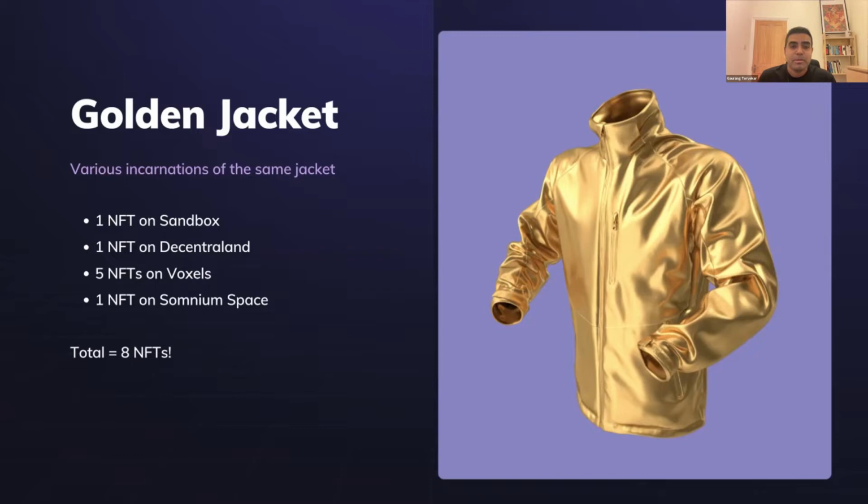Now see, the problem here is all these 8 NFTs, in reality, just represent one thing, which is a golden jacket by, let's say, brand A. But you have 8 NFTs on the blockchain right now. If you look at the blockchain as a whole, each of these 8 NFTs could have 100 copies or 1,000 copies, right? So let's say they have 1,000 copies each. There will be 8,000 different NFT token IDs which are not connected to each other. But in reality, they are just the same thing, right?